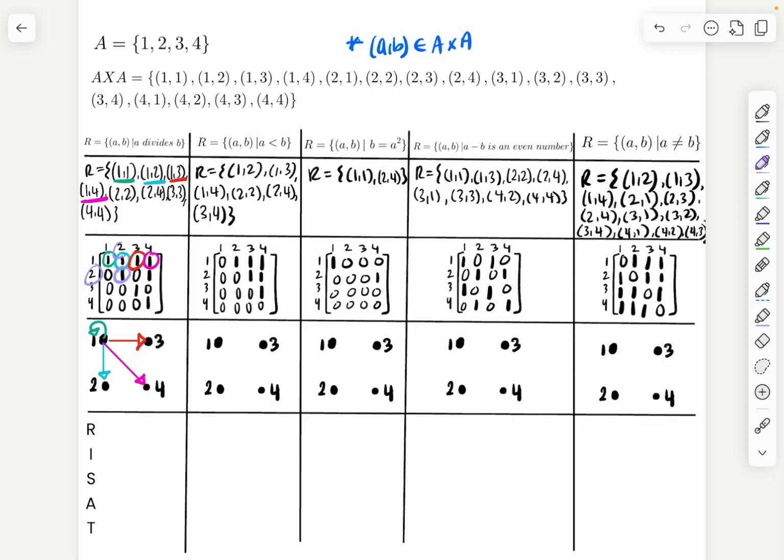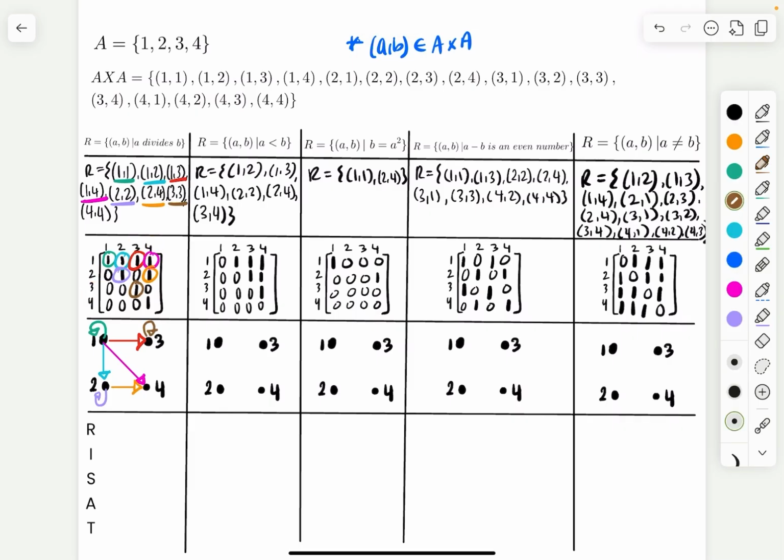There's another arrow from 2 to 2, so we just have an arrow pointing back to 2. Here there's an arrow from 2 to 4. There's another arrow from 3 to 3, so we have an arrow going from 3 back to 3. And finally we have an arrow going from 4 to 4, back to 4.